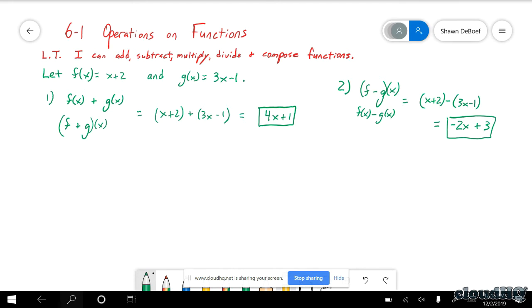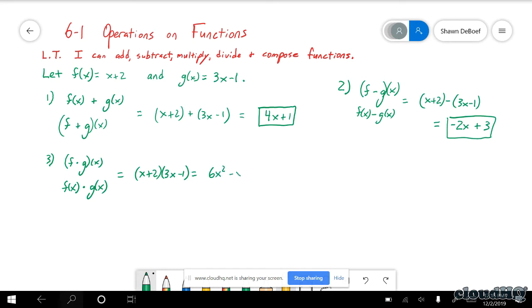And then we can do multiplication. This is how the textbook will probably write it, f times g of x. Could also say f of x times g of x. So listed f of x first, times g of x. And then to multiply that, we can use our FOIL or distributive property.